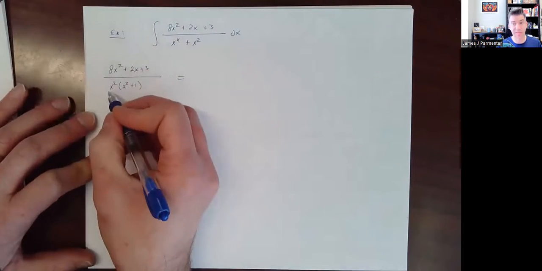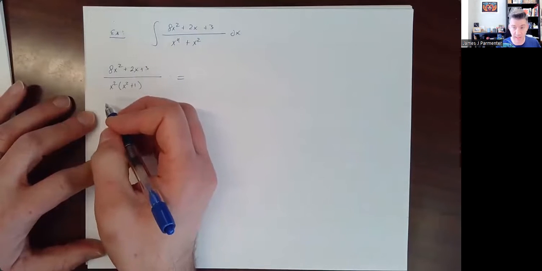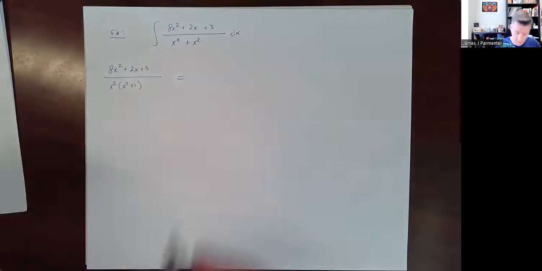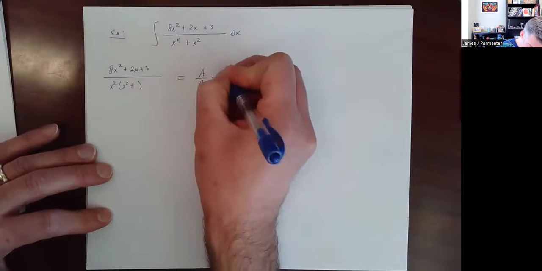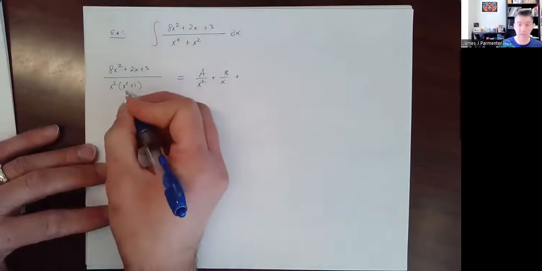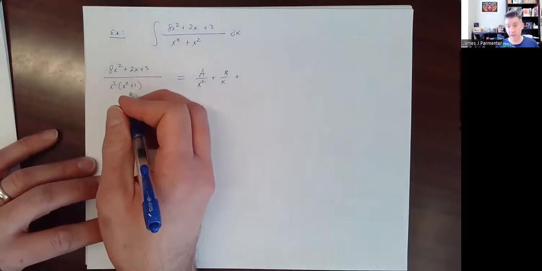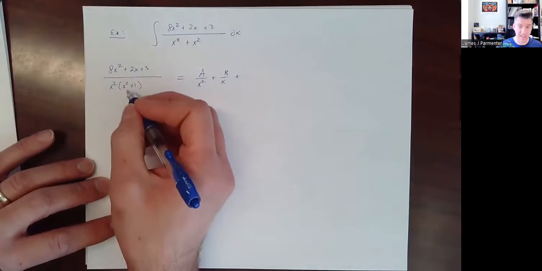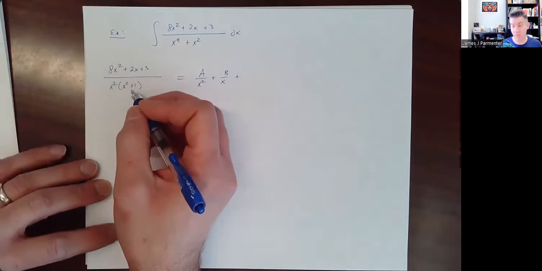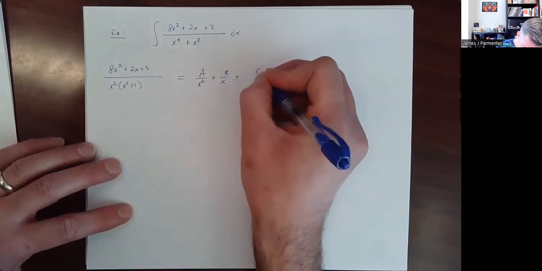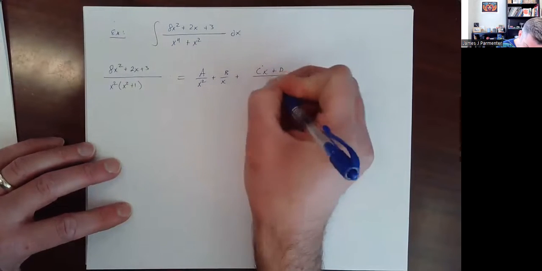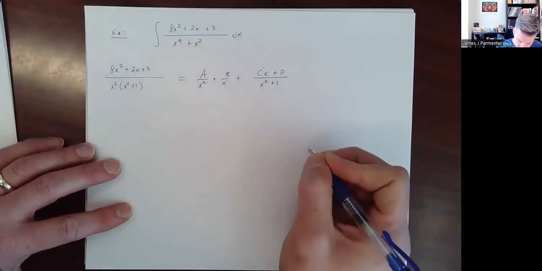So the x squared is a repeated linear factor. It's x minus 0 squared. So I'm going to have an a over x squared, and b over x. And then the x squared plus 1 is what's called an irreducible quadratic factor, right? That parabola doesn't cross the x-axis, or if you set it equal to 0, there are no solutions, or it doesn't factor. That's going to be (cx plus d) over (x squared plus 1).